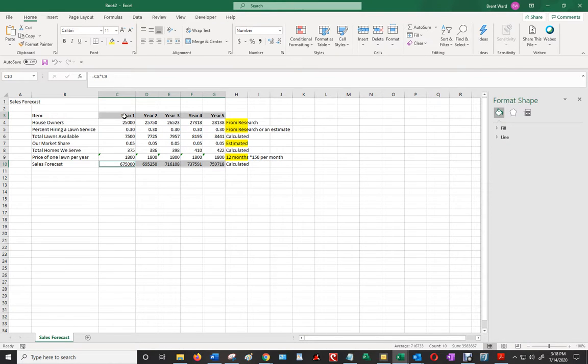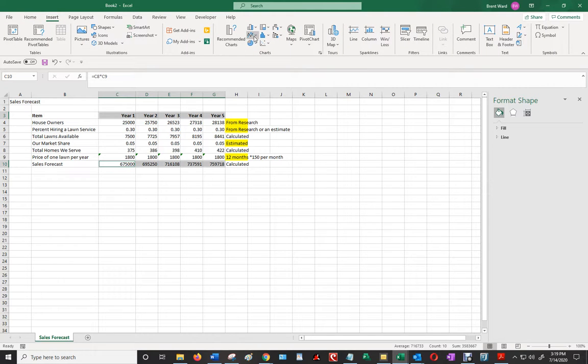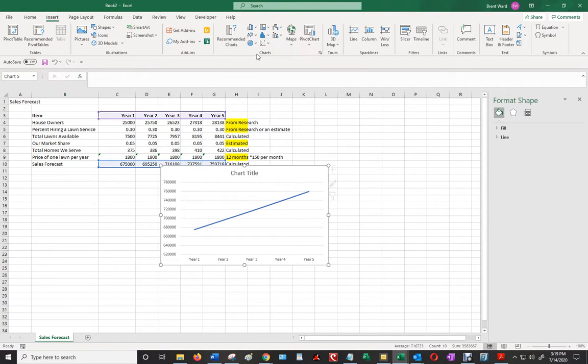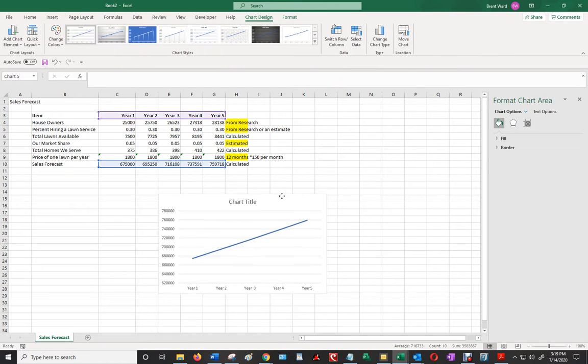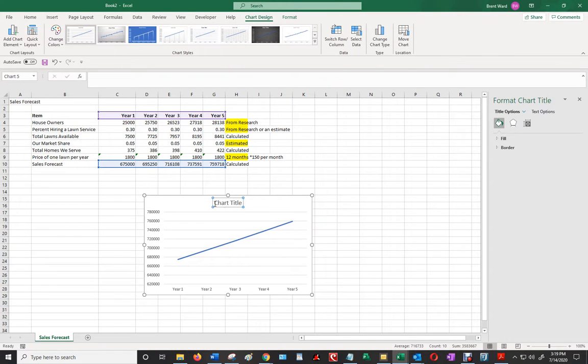So the way I'm going to do this is highlight year 1, year 2, year 3, year 4, year 5, and hold down the shift key, highlight the sales forecast, then go insert, then line chart. That should bring it in so it looks like this. And here I would put landscaping business, and under that 5-year sales forecast.